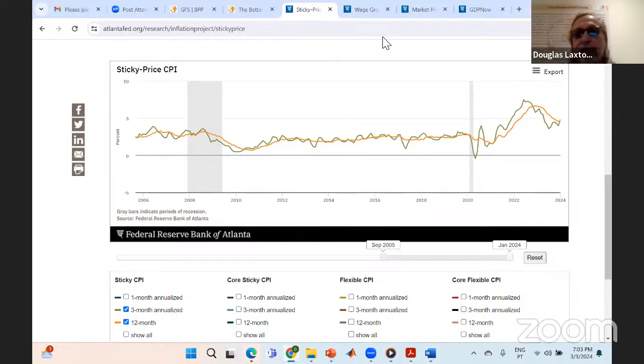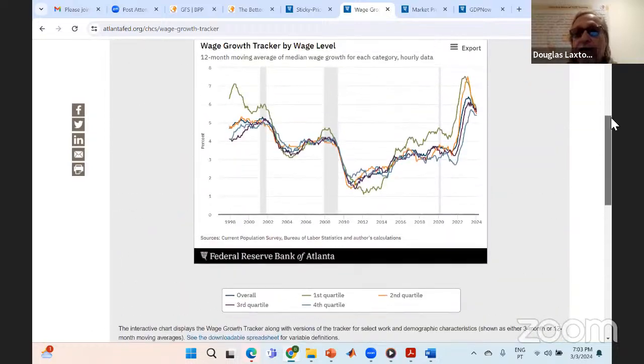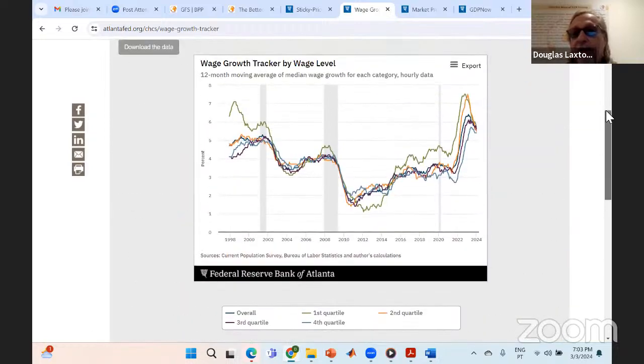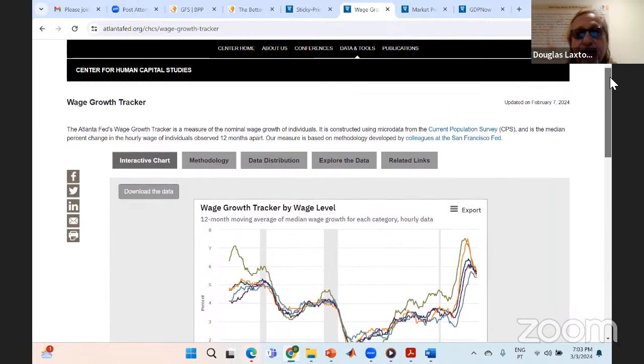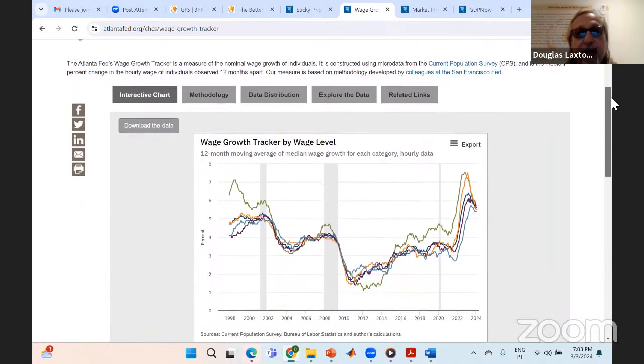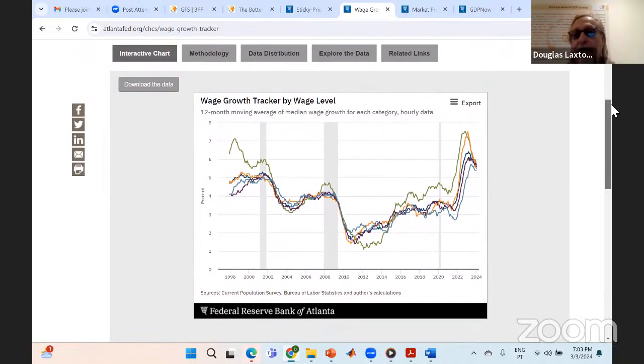And obviously wages. Now, our preferred measure of wages, again, is the Atlanta Fed, where they have a measure of the 3-month moving average. Okay, this one here is the 12-month moving average. Now, obviously, that moving average is to deal with noise in the series. Okay, now these data are really interesting.